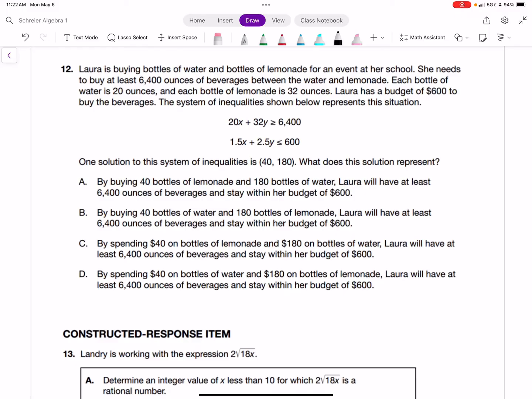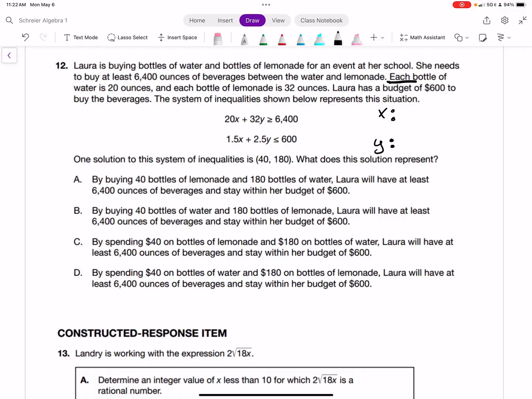So what we need to do is figure out what X and Y are. So we have water and lemonade. So if you'll notice, it says each bottle of water is 20 ounces. So here is that 20 ounces, and it's being multiplied by the variable X. This is important because it's telling us that X is the water. So X is the number of bottles of water that they are going to buy.